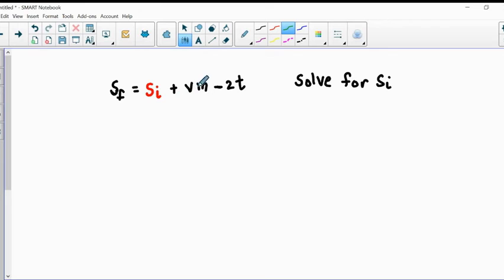So I want to get rid of VM on the right side. So I subtract VM from both sides. Then I have minus 2t. So the sign in between Vm and minus 2t is minus. So whenever a quantity is being subtracted, you are going to either add or subtract, that's just the opposite, to get rid of that quantity. So you will add 2t to both sides.